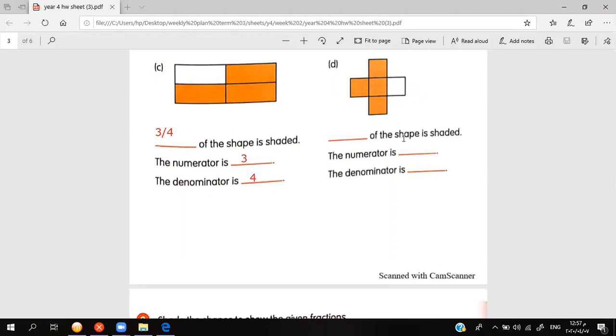Which fraction of the shape is shaded? How many? 1, 2, 3, 4. 4 are shaded. From how many? All of them are how many? 5. Numerator, which is the number up, is 4. Denominator, which is the number down, is 5.